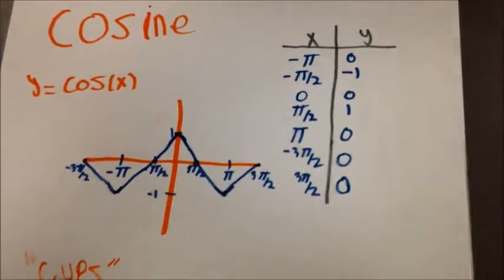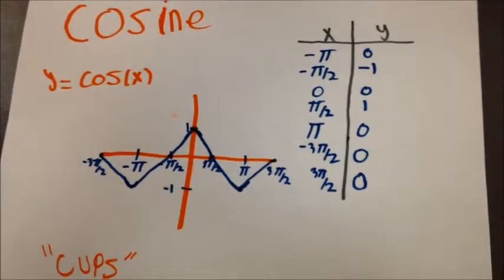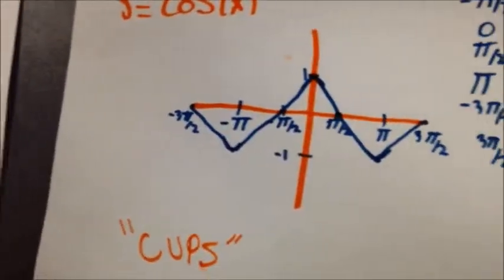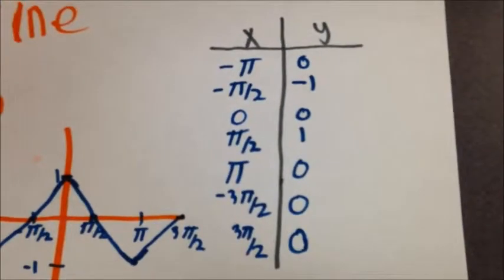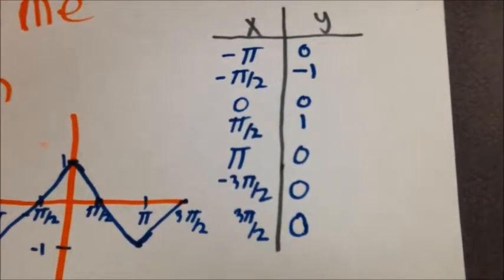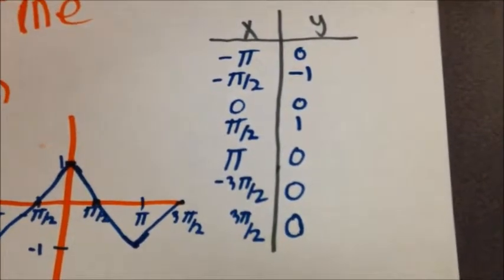For cosine, the equation is y = cos(x), and it forms a cup shape starting at 1 and going down. For this equation, 0 is 1, to allow it to form that cup shape. And then both pi over 2's are 0, and both pi's are negative 1.